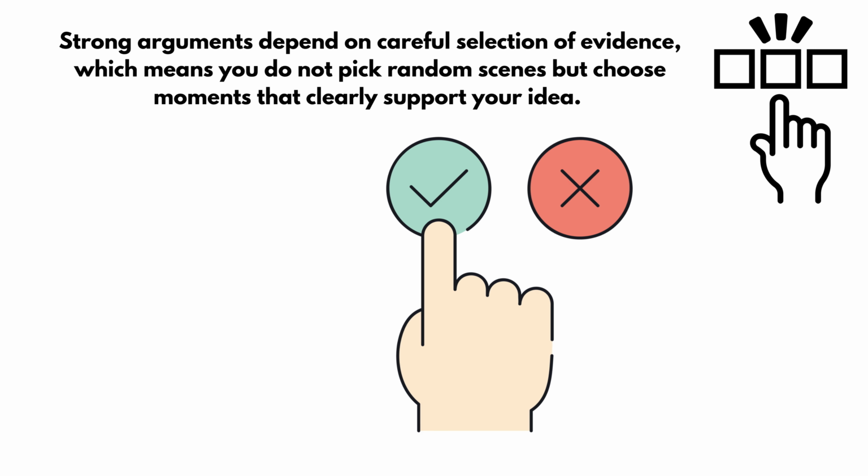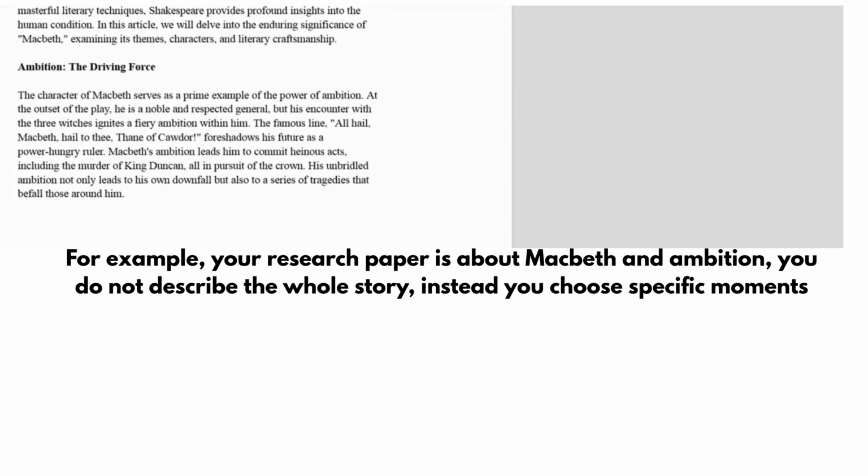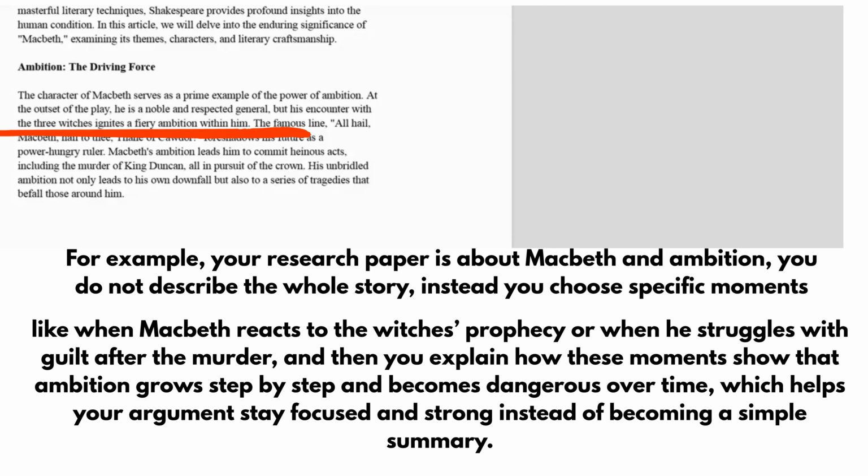Select and use evidence carefully. Strong arguments depend on careful selection of evidence, which means you do not pick random scenes but choose moments that clearly support your idea. For example, if your research paper is about Macbeth and ambition, you do not describe the whole story. Instead, you choose specific moments, like when Macbeth reacts to the witches' prophecy or when he struggles with guilt after the murder, and then you explain how these moments show that ambition grows step by step and becomes dangerous over time, which helps your argument stay focused and strong instead of becoming a simple summary.